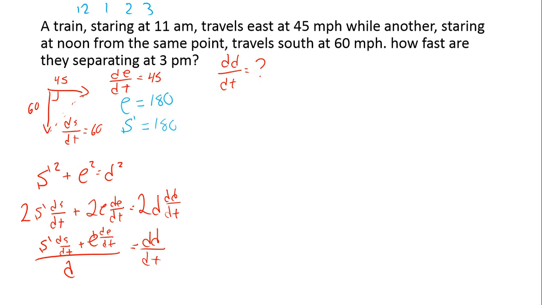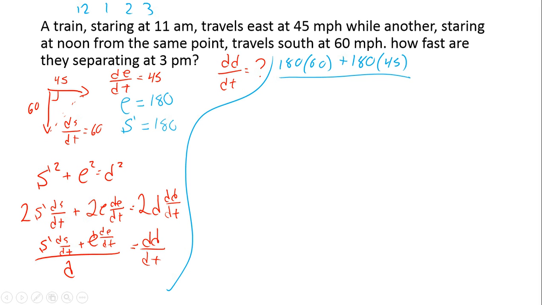Now that's our E, and that's the other one, E and S. So now we can start plugging all this stuff in. So we'll have 180 times 60, which is what dS over dt is, the speed of the southbound train. And then it would be 180 times 45, which is the speed of the eastbound train, all over d, which is the distance between the two. So we're going to be using our distance formula, which would be the square root of 180 squared plus 180 squared, which is equal to dD over dt.